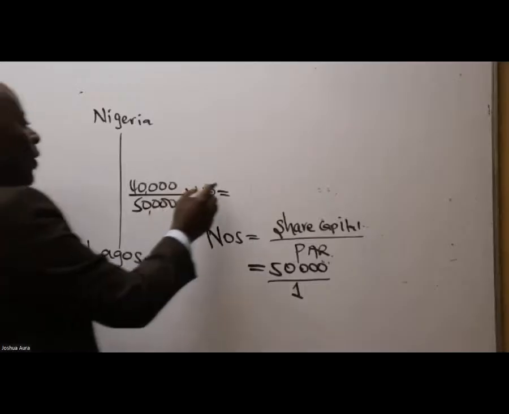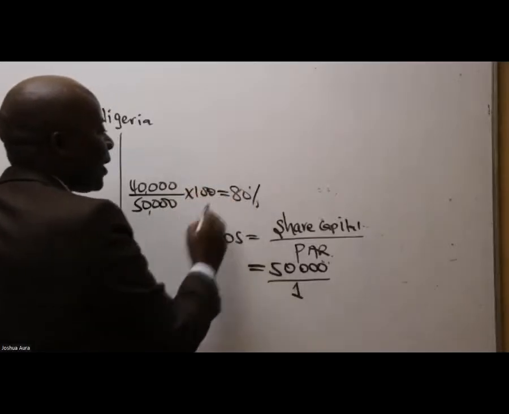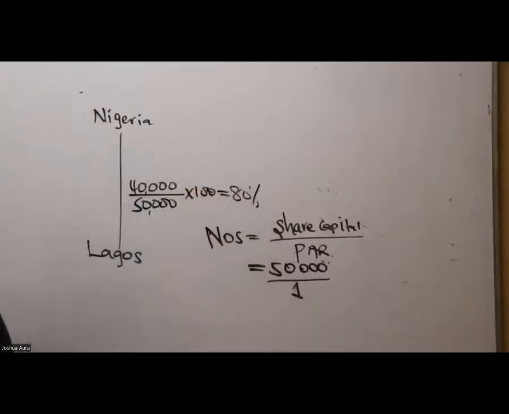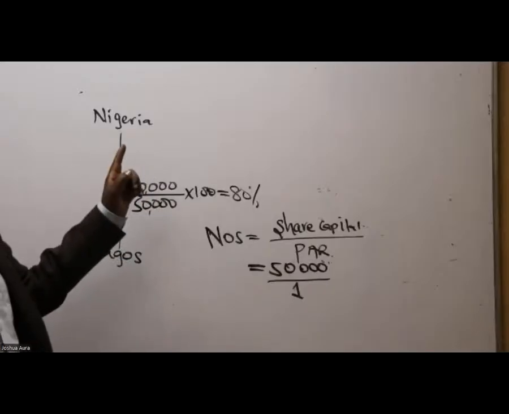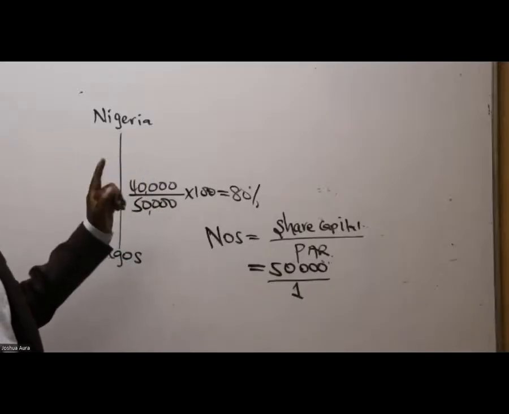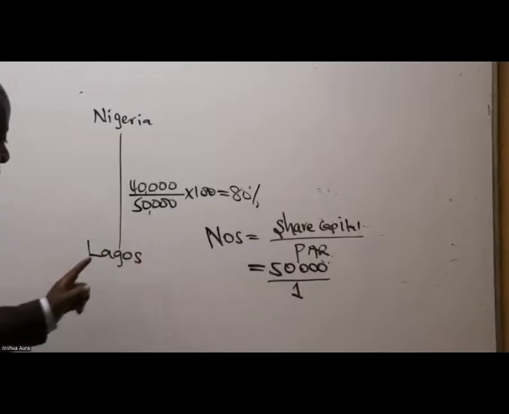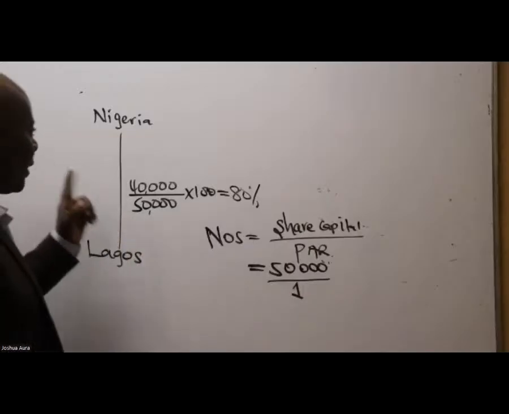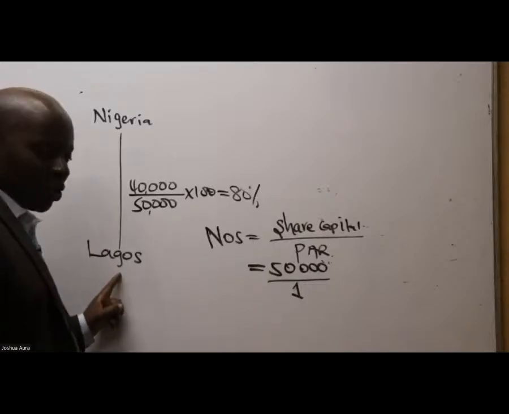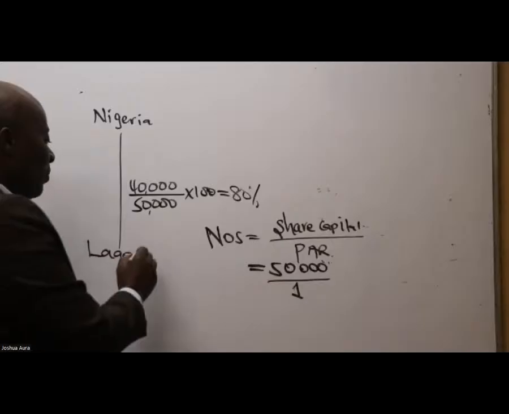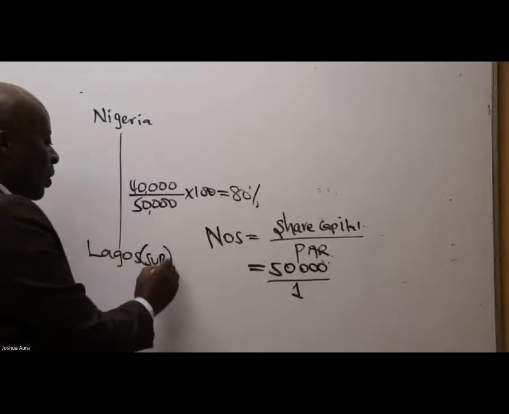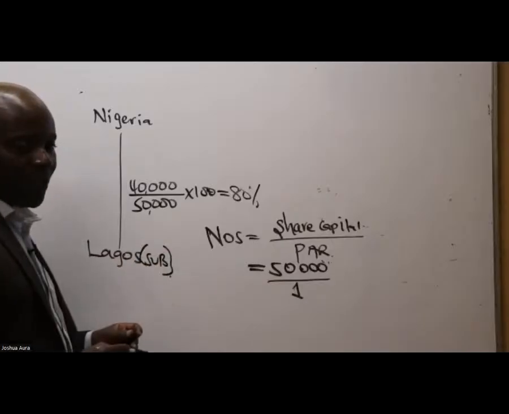So what do you think of 80%? Don't you think 80% is way too high? Automatically, that means control. It means that Nigeria is controlling Lagos, which means Lagos automatically becomes our subsidiary.